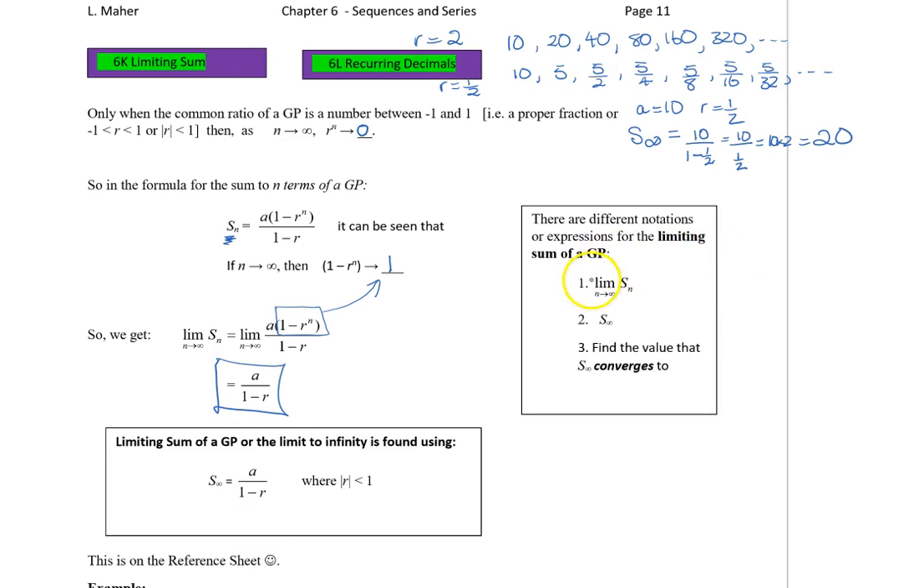There are some different notations for indicating the limiting sum of a GP. It may be written with limit written as LIM, as n goes to infinity of the sum of n terms. It may be just written as S infinity, or you might see the worded description, find the value that the sum to infinity converges to. So just be aware of that. I'll stop the video now and do the examples separately.